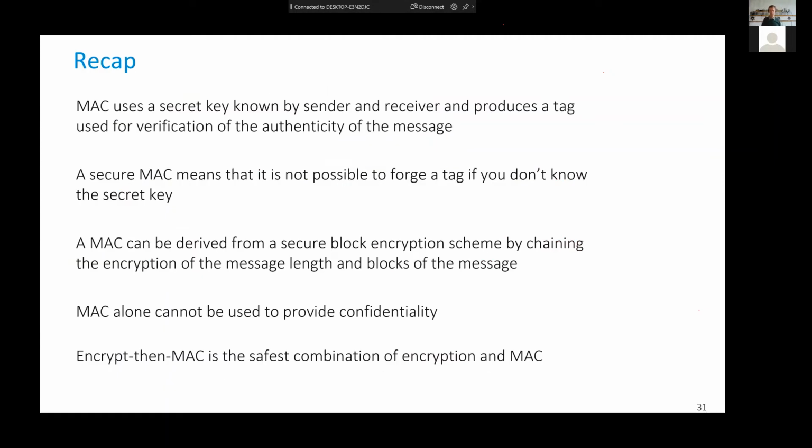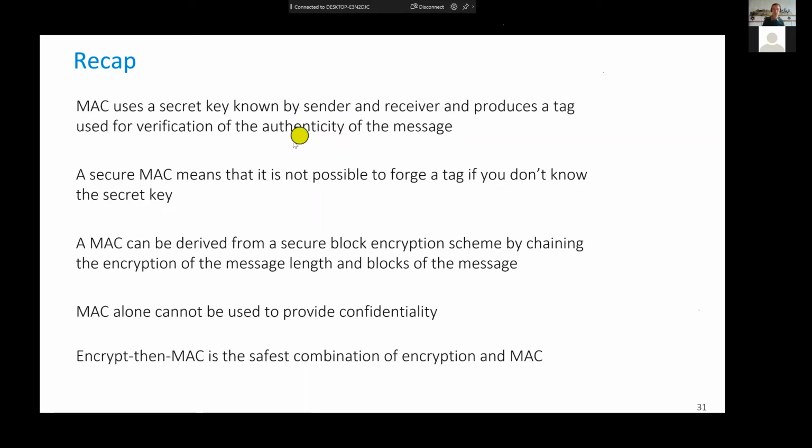So, short recap at this point, we have seen that a MAC uses a secret key known by sender and receiver and produces a tag that can be used for verifying the message and authenticity, in the sense that we are sure with large probability that the message was generated by somebody who knows the secret key. Of course, if you're lousy about your key distribution, if somebody has the secret key, then this will not give you any proof of authenticity. We'll talk about that a bit later.